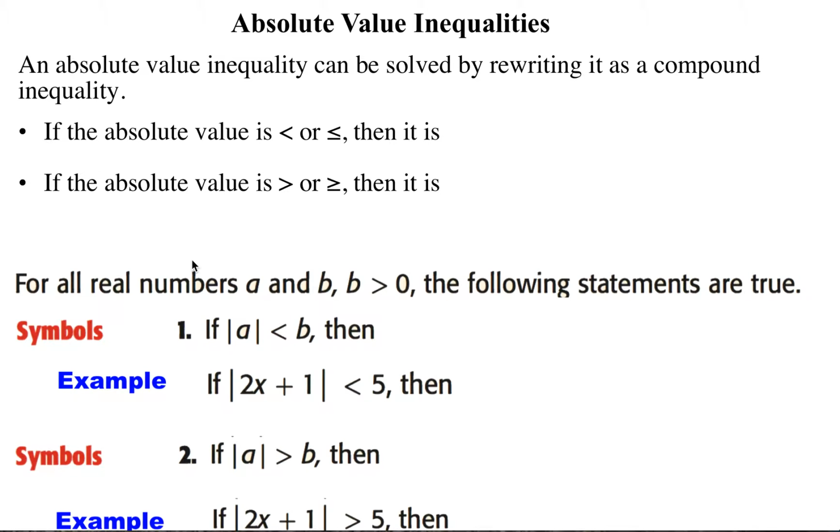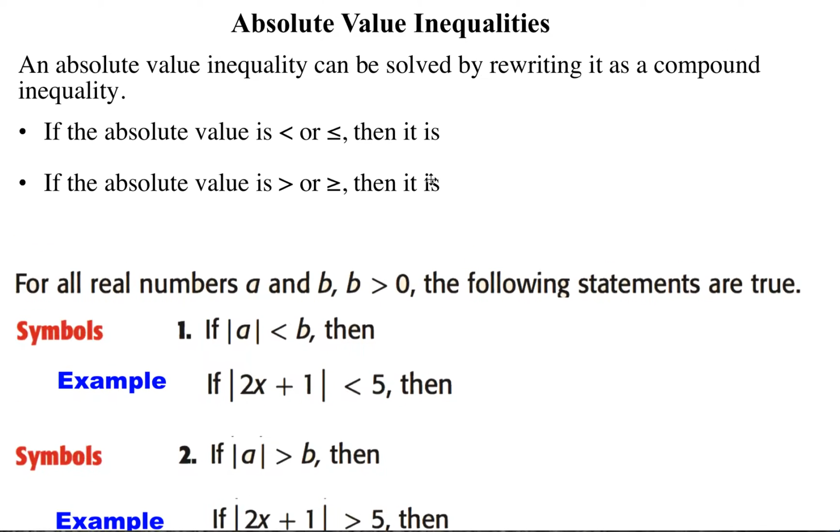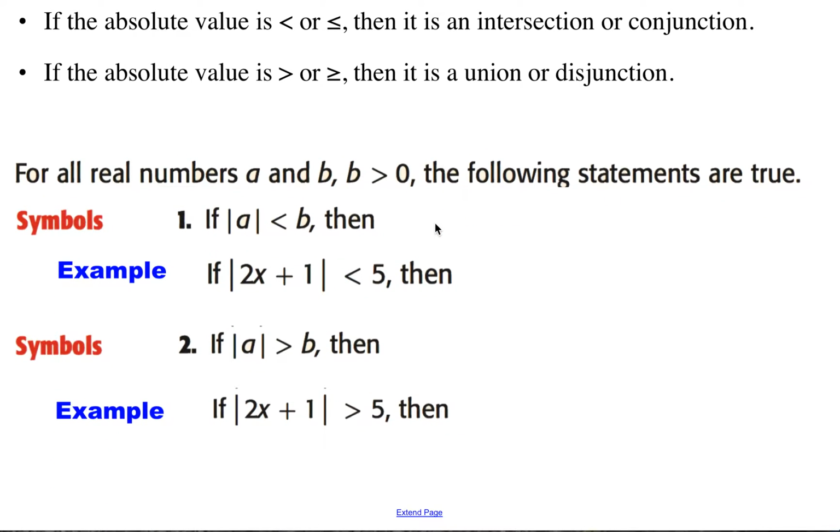An absolute value inequality can be solved by rewriting it as a compound inequality. This is where we're going to give you some definitions for solving absolute value inequalities. If it's a less than or equal to, then that is an intersection or a conjunction. And if it's a greater than or equal to, that is called a union or disjunction. I'm going to give you some important definitions here. These are very, very important.